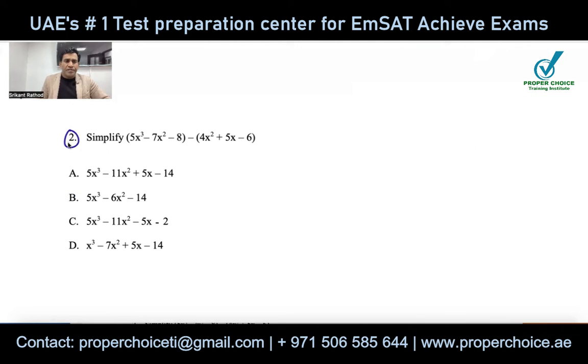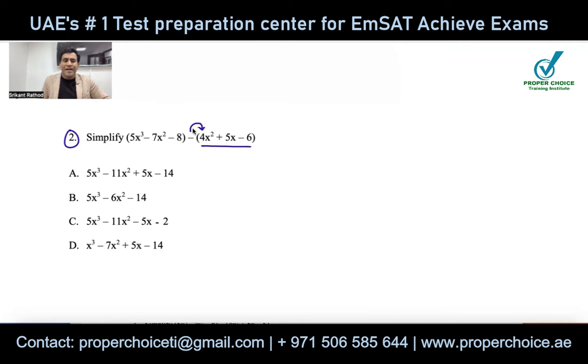All right. Question number 2 here is: simplify 5x cube minus 7x square minus 8 minus, and the second expression is written entirely in a bracket. Whenever a question asks about simplifying, I just need to open the brackets and combine the like terms. When I open the bracket, if there is a negative sign written in front, the entire term inside the bracket should be multiplied by the negative.